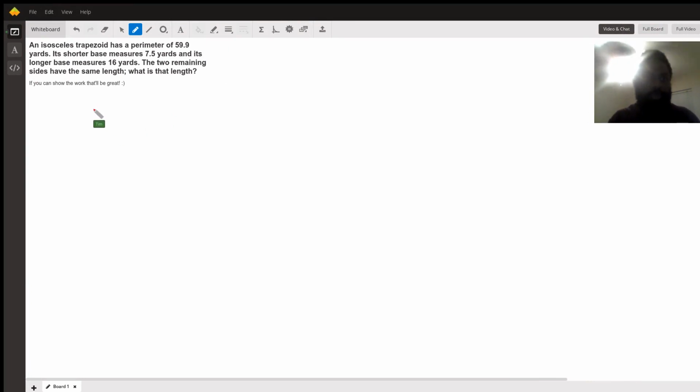So if we have an isosceles trapezoid, let's draw the trapezoid first. Okay. The shorter base is 7.5 yards, and the bottom base is 16 yards.